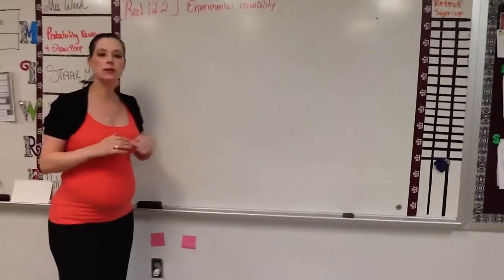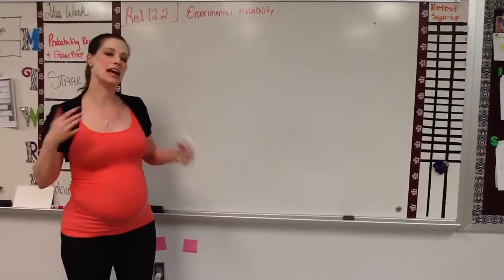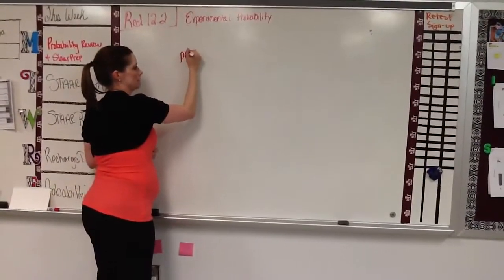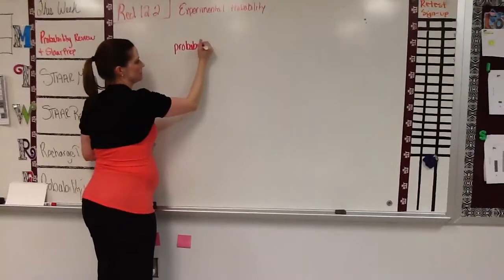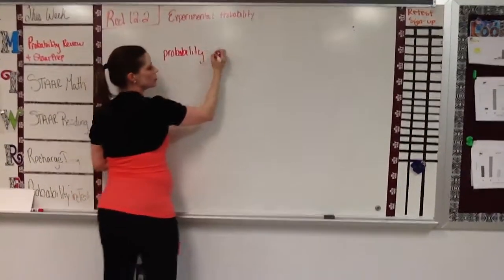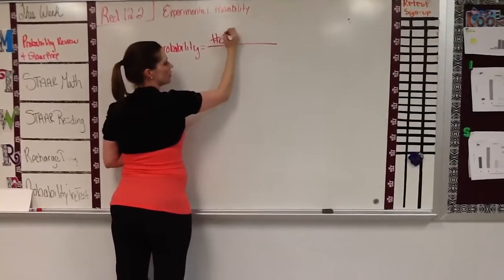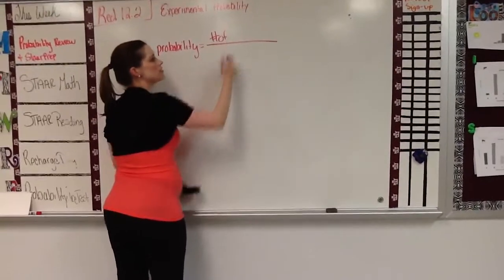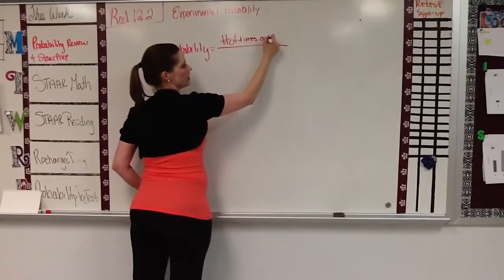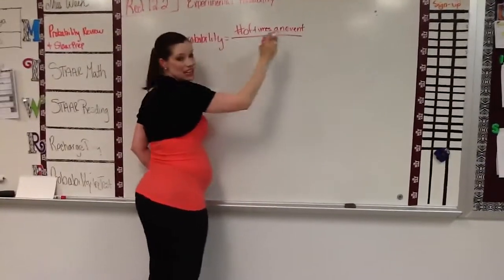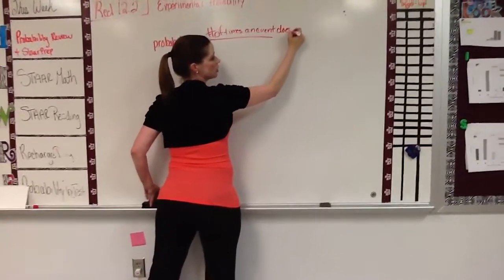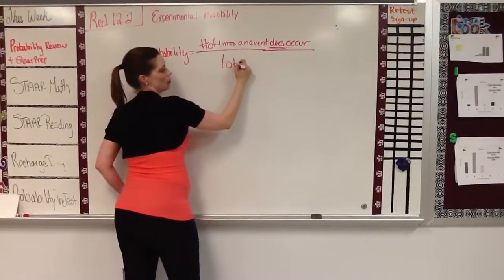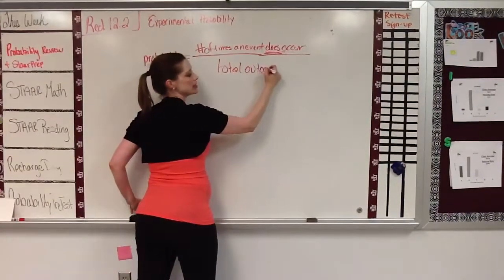Alright, so what we're talking about with experimental probability is very similar to theoretical probability. It has the same formula: probability still equals the number of times an event, and this time instead of can occur, it's going to be does occur. That's your keyword there. Over the total outcomes. So your probability is still exactly the same.